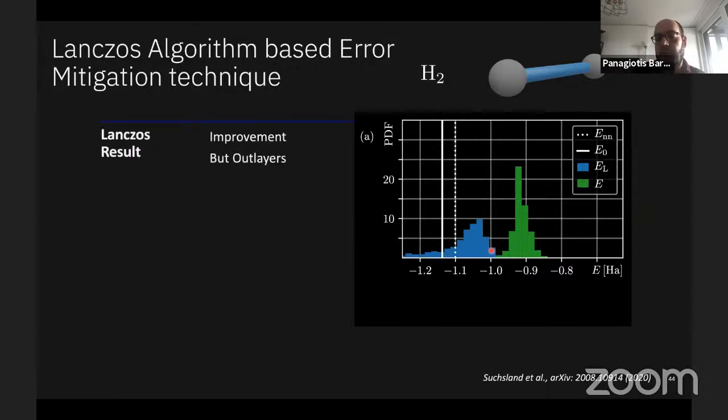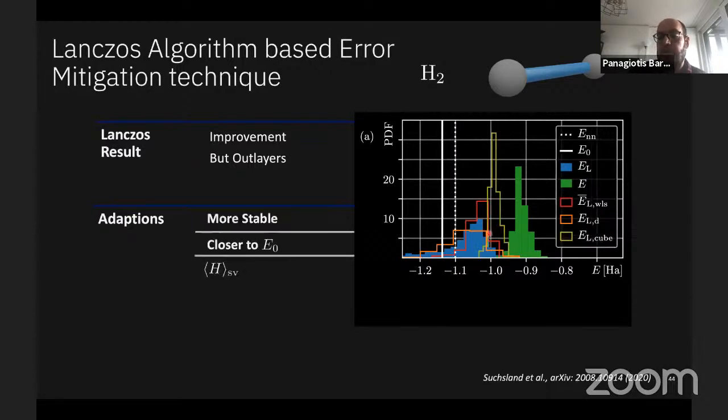When you are using the Lanczos algorithm that I mentioned before, the probability distribution function is the one shown in blue. You see that it's much closer to the non-noisy result, which is the dashed line, and the exact result, which is the white solid line. The same goes if you use weighted least squares out of the 100 repetitions of the experiment, or you use an arbitrary parameter d in order to reconstruct the energy from the different experiments, or you use the cube. You see that for every case, we are able to get results that are much better compared to the ones without the error mitigation technique.